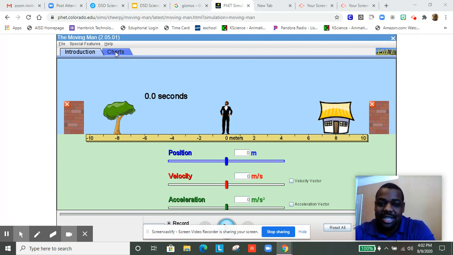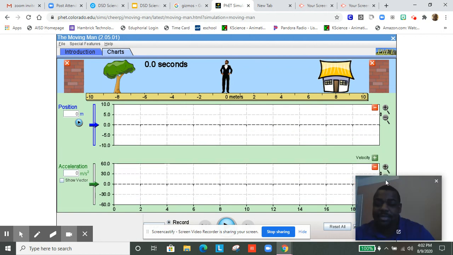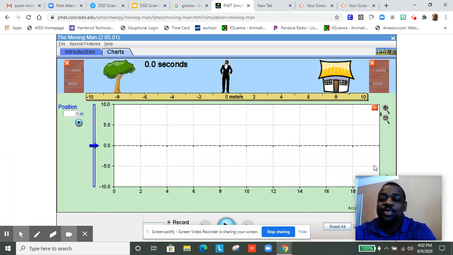You'll get to it just like you did the other ones, only you'll select the moving man. For this, I'll ask that you look at chart one and not necessarily the introduction. So we're just going to deal with the position since we're dealing with sixth grade. So I would ask that you deselect the velocity and the acceleration, and we'll just deal with position.